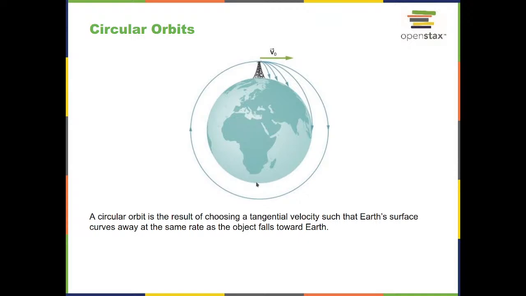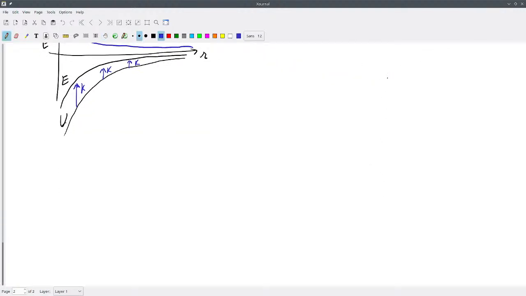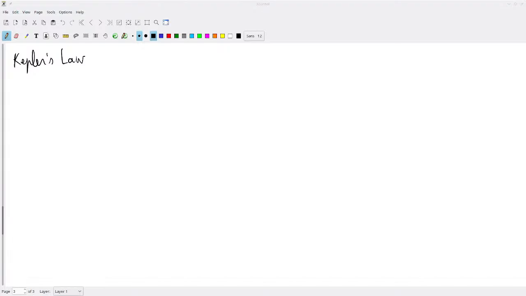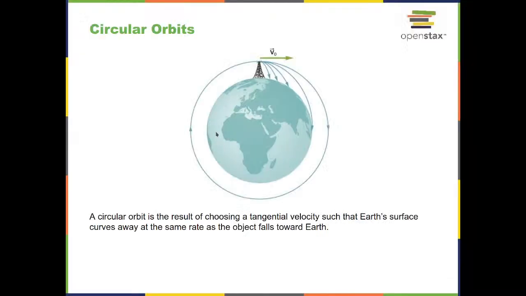So these are all circular orbits, and that's a little bit of a simplification. In fact, it's a large simplification. Really, we have to go to Kepler's laws. Let's see, I'm back in the wrong color here. We have to go to Kepler's laws to describe the proper orbits around planets.